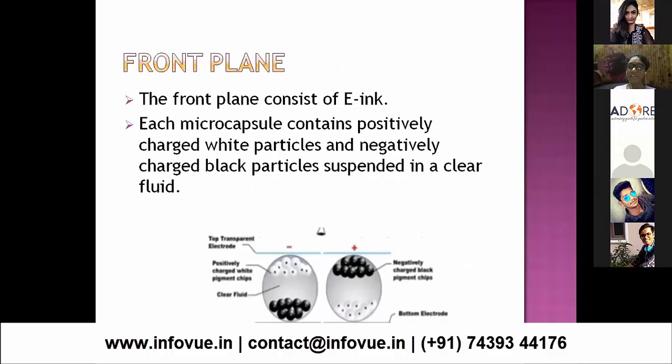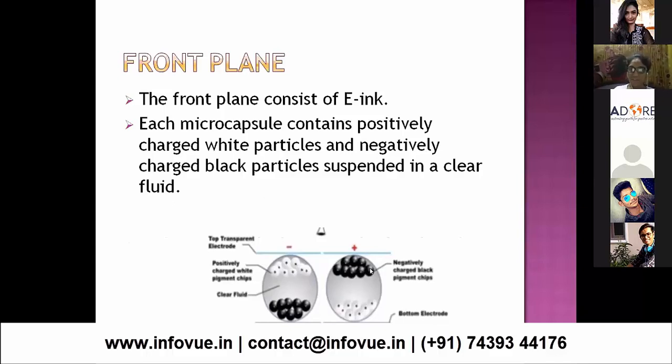The front plane consists of e-ink. E-ink contains many microcapsules, and each microcapsule has a diameter of about 100 microns. Each microcapsule contains positively charged white particles and negatively charged black particles suspended in a clear fluid. This is the diagram of the front plane. This is the positively charged white pigment chip and this is the negatively charged black pigment chip.